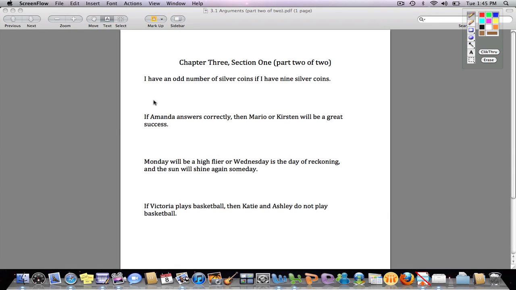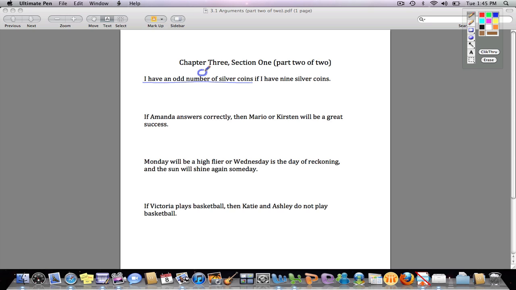Got a few more advanced exercises for the first section of chapter 3 here. First one says: I have an odd number of silver coins if I have 9 silver coins. Okay, so the important thing here is anytime we have an if-then, we have to be careful about the order. But first, let's get the propositions down. I have an odd number of silver coins, fairly straightforward here.